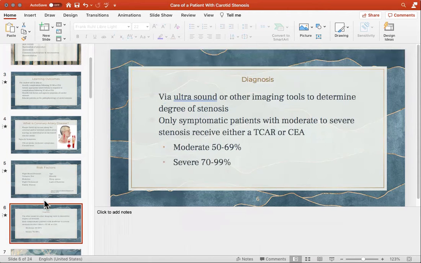So, how does one come to the diagnosis? Typically, diagnosis is confirmed via ultrasound or other imaging tools to determine the degree of stenosis. Typically, only patients that are symptomatic with moderate to severe stenosis receive either a TCAR or a CEA procedure. Occasionally, patients that are asymptomatic that have severe stenosis will also receive a revascularization procedure to help remove or to stent the plaque area.